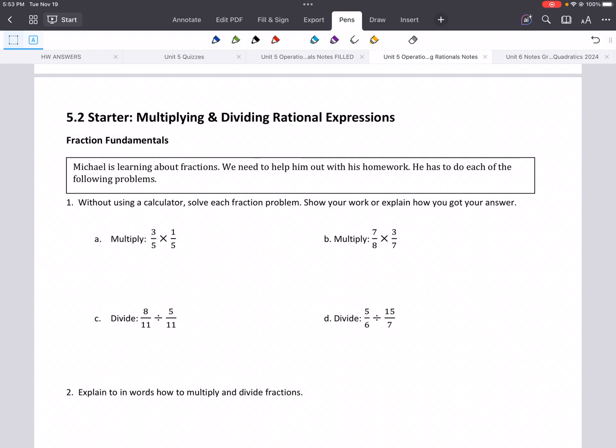All right, hey everybody, this is 5.2. We'll be talking about multiplying and dividing rational expressions.